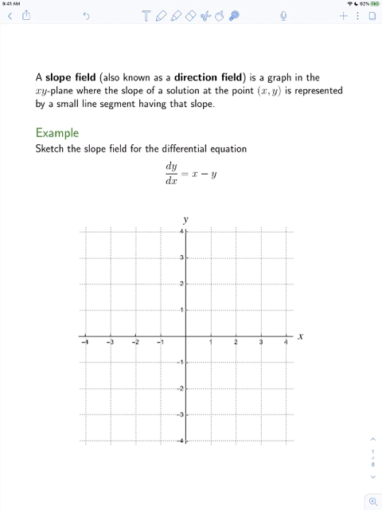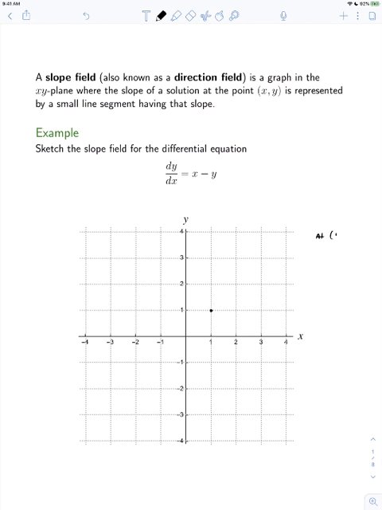And we've made it look like a grid so it'll be easier to plot things. So what we can do is select a certain point. For example, we can select the point 1, comma 1. So we can select this point. Now at that point, x is equal to 1 and y is equal to 1.